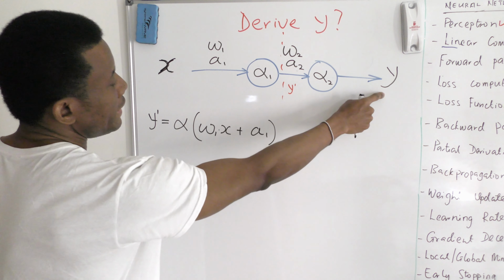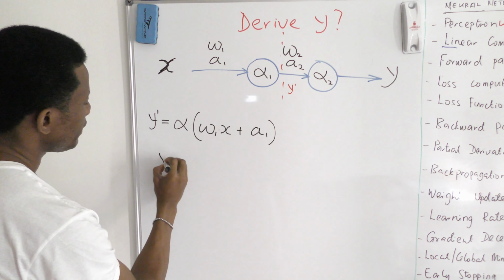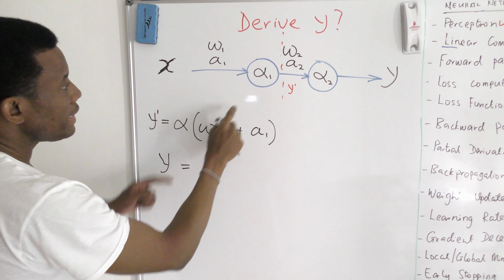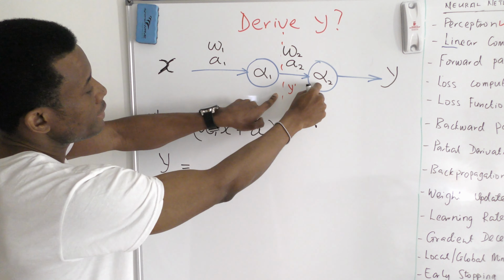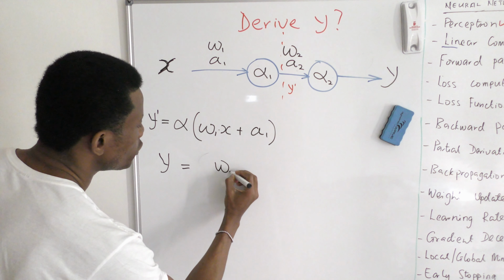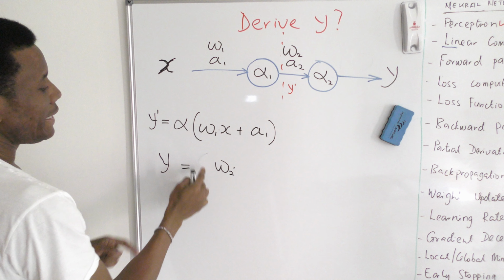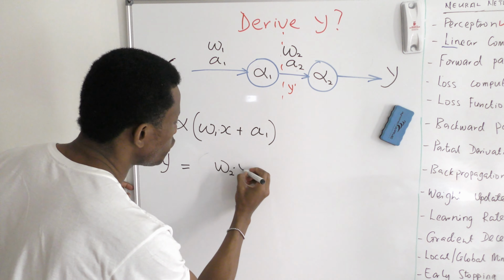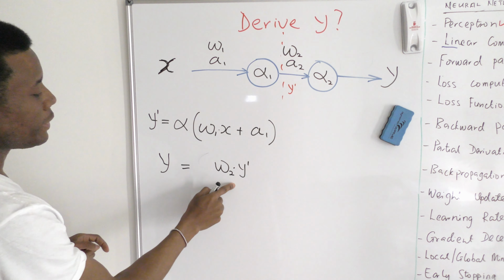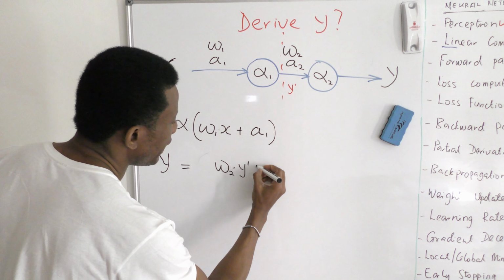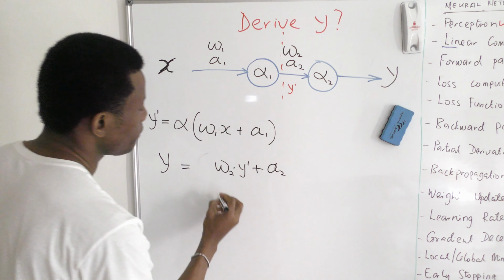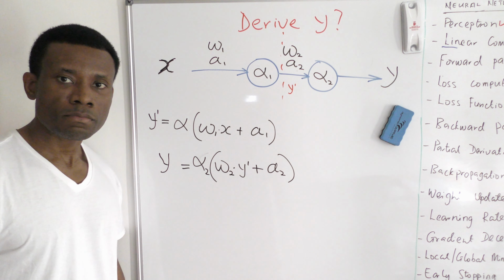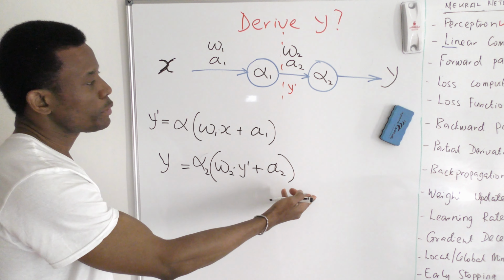Now, the actual y is going to be, this is the input to this layer, so it's going to be w2 dot, and now instead of using x here, we use the output from this layer, y prime, plus the second bias, which is a2, and of course we apply the activation 2. So this is the final output of this network.